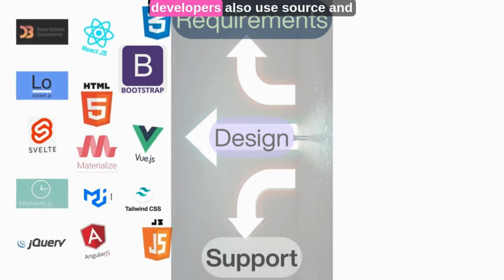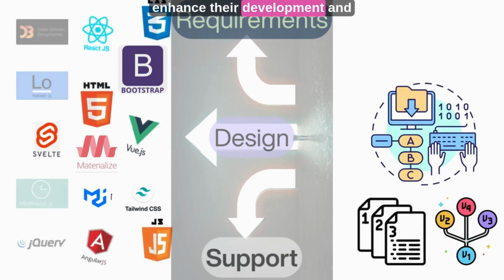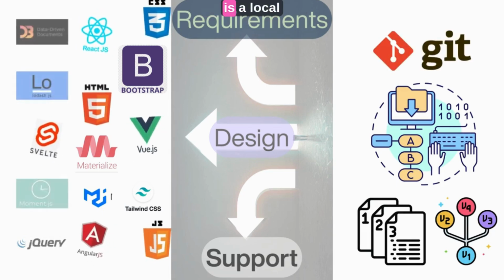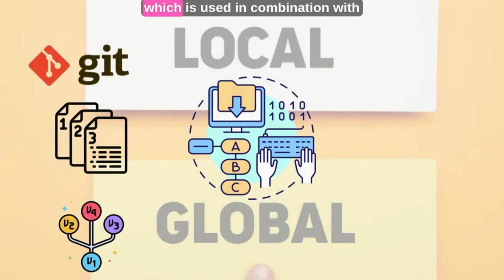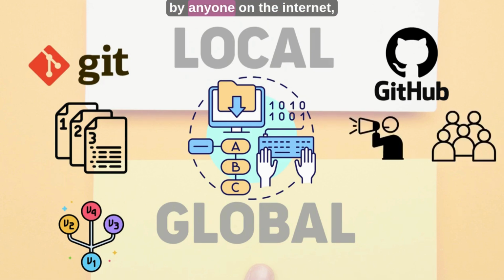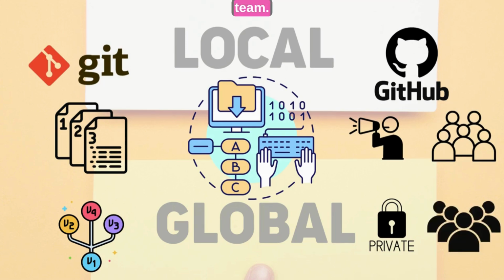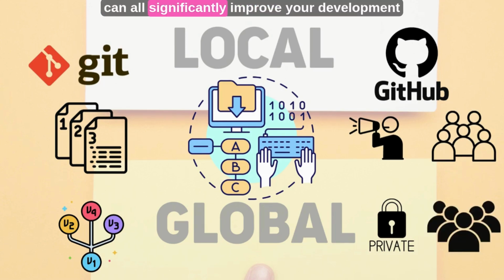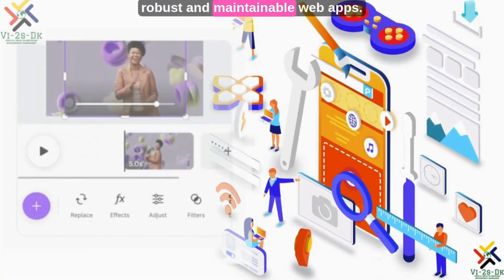To wrap up, developers also use source and version control tools to be able to enhance their development and make it easy. Git is a local tracking and version control tool, which is used in combination with GitHub, a remote centralized repository of code, which could be public, accessed by anyone on the internet, or private, accessed by just select people on your team. Together, these can all significantly improve your development efficiency and create more robust and maintainable web apps.